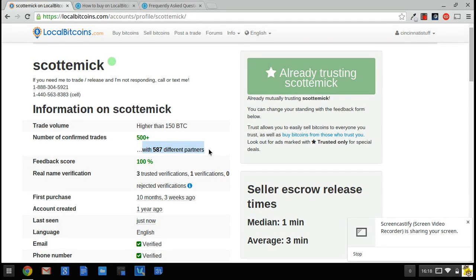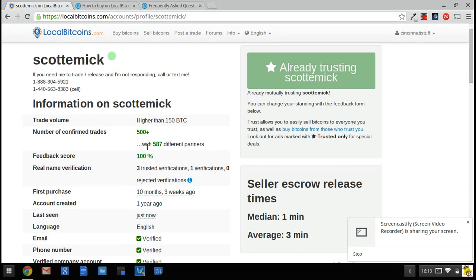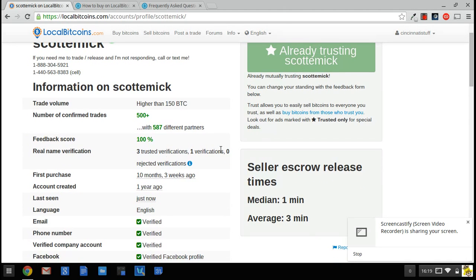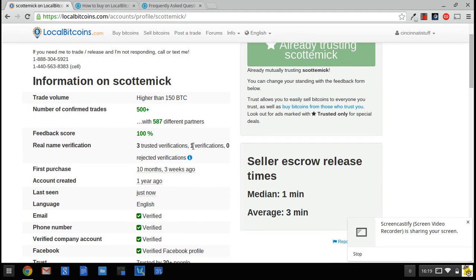What you used to be able to do on LocalBitcoins is trade with yourself or set up fake accounts and trade back and forth. So it was really easy to inflate that number to 50 or something like that. 500 is a really good number. You want to look at their feedback score. Typically, you don't want to trade with anyone that has less than like 98%. Scott's got 100%. That's great. You want to look at trusted verifications. You want to pick somebody that has that.